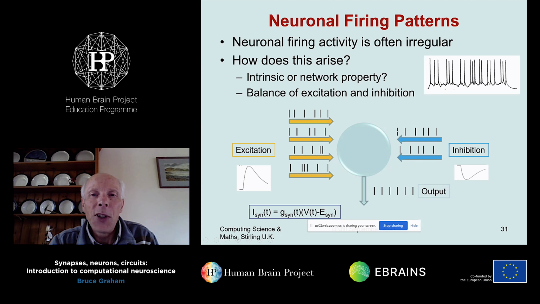Alternatively, other inputs to neurons are inhibitory in that the postsynaptic current that they generate tends to drive the membrane potential down towards the resting potential rather than the firing potential. So they're known as inhibitory inputs. And input neurons will either be excitatory or inhibitory.